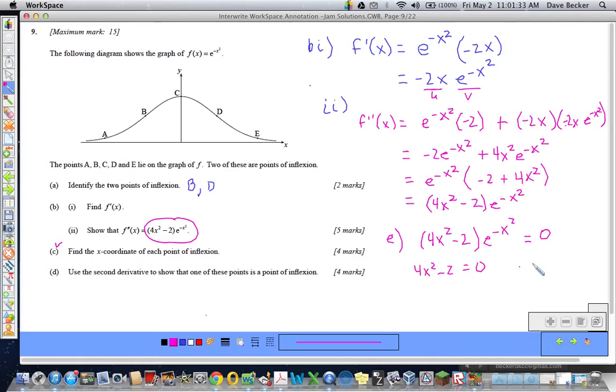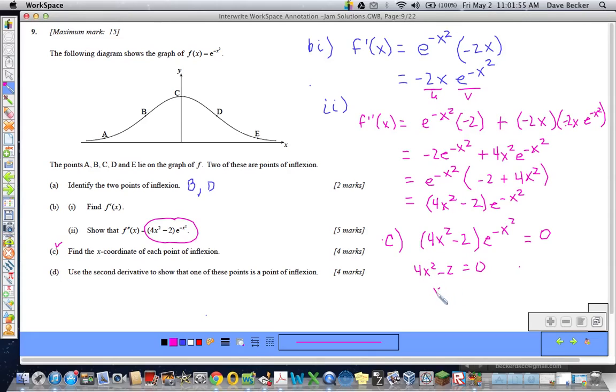Timeout. Hopefully you're saying, why does this say E? This is C. Hopefully you're saying, hey, Mr. B-Dog, this is paper 2, why don't we just use our calculator to solve this? Well, I submit to you that solving 4x squared minus 2 equals 0, you can do a lot quicker by hand than with your calculator.